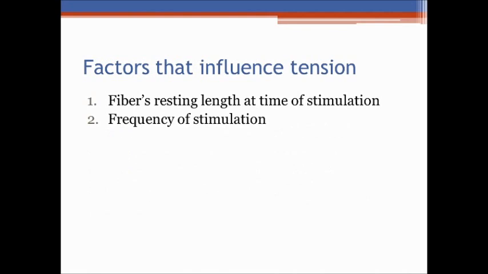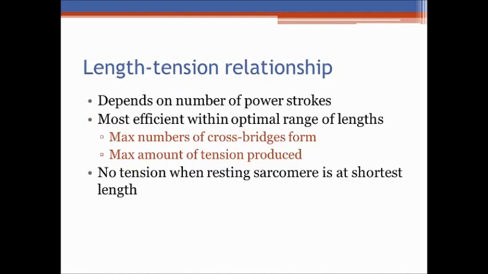Some factors that influence tension are the fiber's resting length at the time of stimulation and also the frequency of stimulation. The length-tension relationship will depend on the number of power strokes. It's most efficient within an optimal range of lengths, the amount of tension that you have in your muscles. At the optimal range of lengths of the muscle, the maximum number of cross bridges can form and the maximum amount of tension can be produced. However, no tension can be produced when the resting sarcomere is at its shortest length.